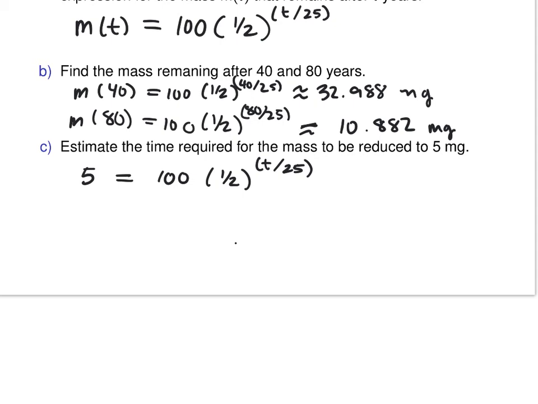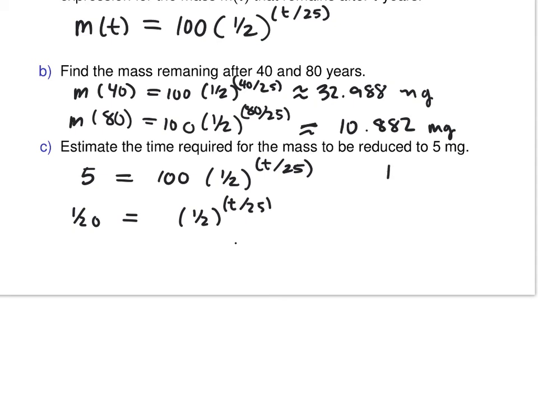Divide by 100. And I think 5 over 100 is 1 over 20. Okay. So 1 over 20 is 1/2 to the t over 25. And you guys are supposed to have had pre-calculus or algebra at some point in your lives. There is a function whose job in life it is to take powers out of powers. What is that function?